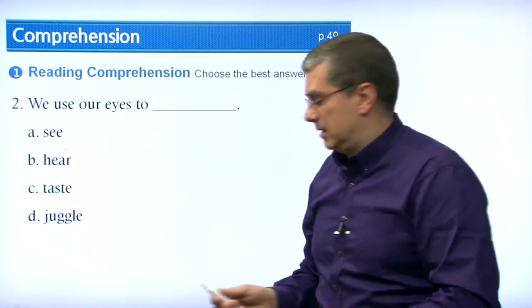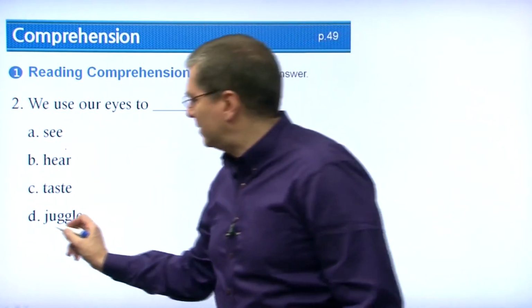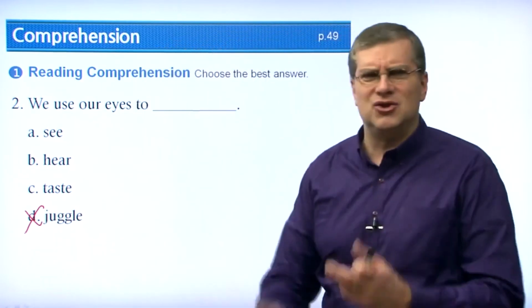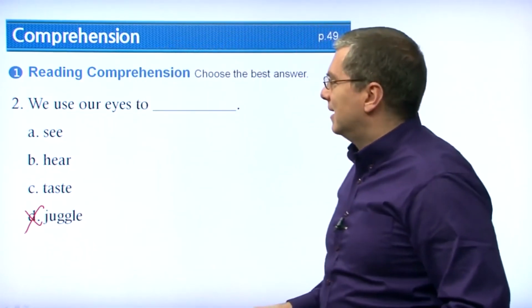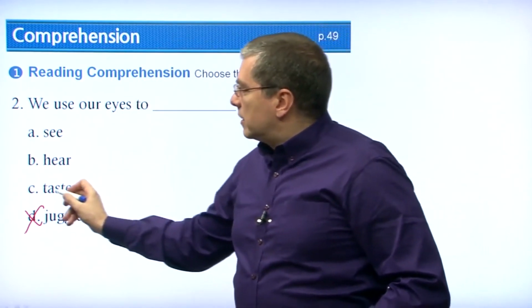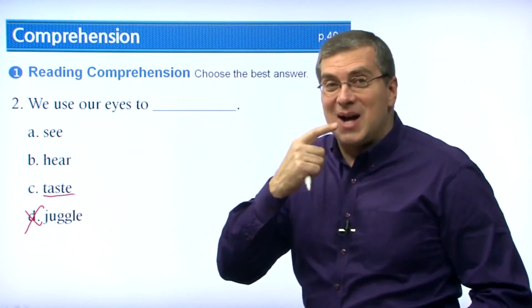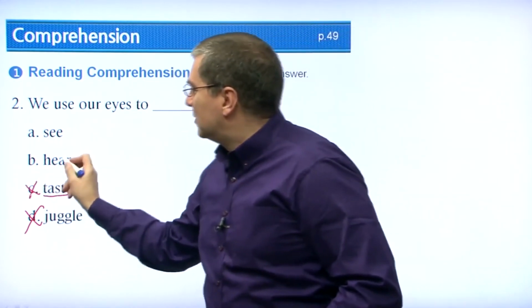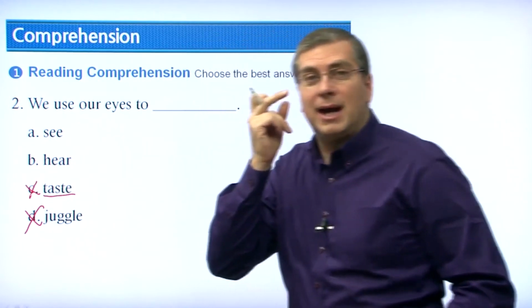That's juggling. Do we talk about juggling in the reading comprehension? In the reading passage? No, we didn't talk about juggling. That was a surprise, right? That was surprising. So, do we use our eyes to taste? No, we use our tongue to taste, so that's not right. Do we use our eyes to hear? Hello, hello.